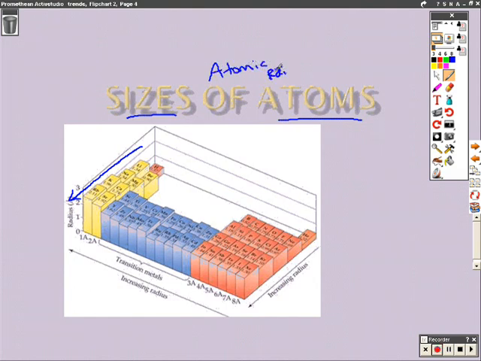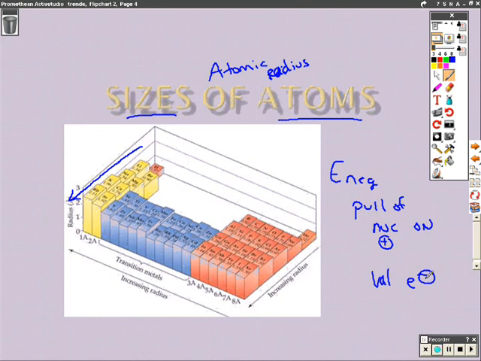But this, I can spell. This right here has to do with electronegativity. What's electronegativity again? The pull of the nucleus on the valence electrons, or the pull of the protons on the valence electrons, the negatives, right?